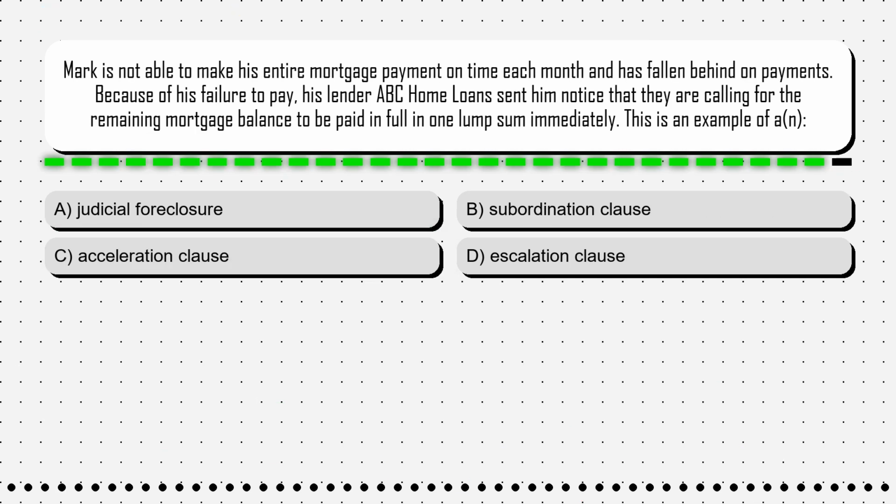Question 28. Mark is not able to make his entire mortgage payment on time each month and has fallen behind on payments. Because of his failure to pay, his lender ABC Home Loans sent him notice that they are calling for the remaining mortgage balance to be paid in full in one lump sum immediately. This is an example of an: Option A, judicial foreclosure. Option B, subordination clause. Option C, acceleration clause. Option D, escalation clause.